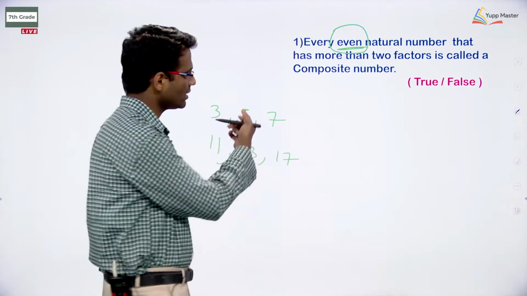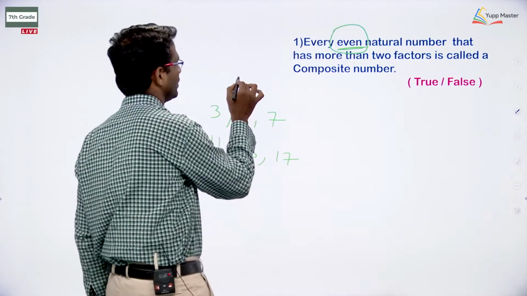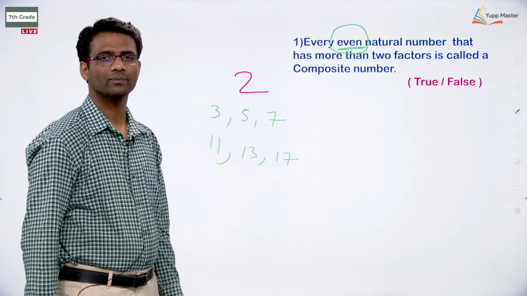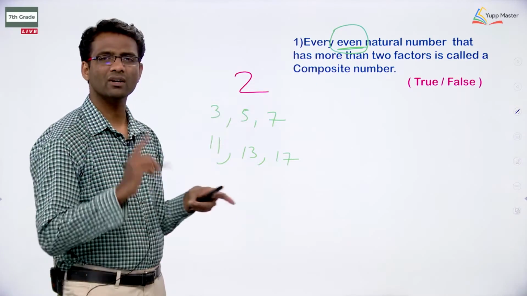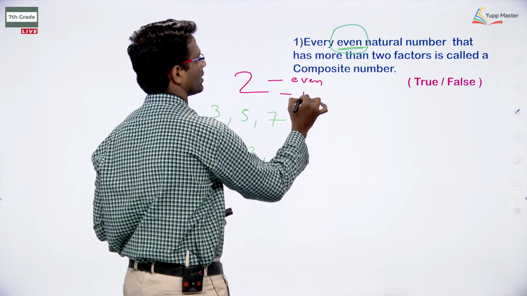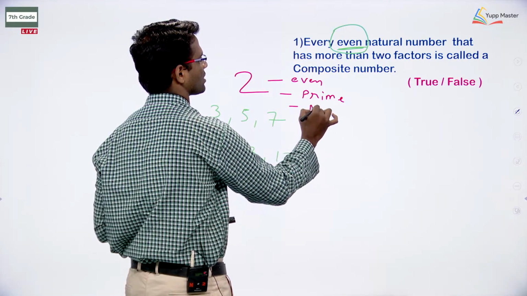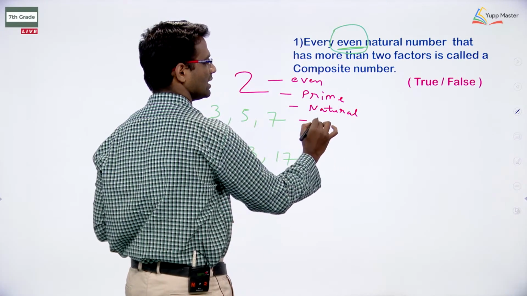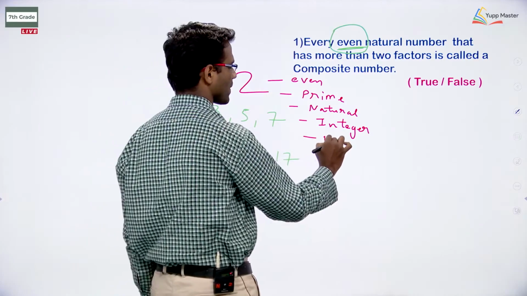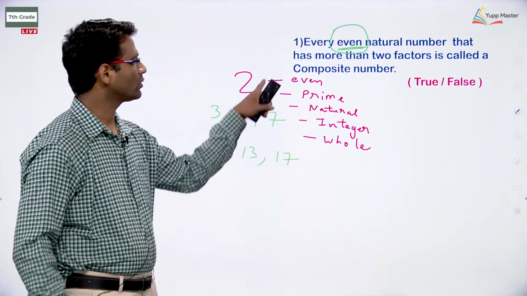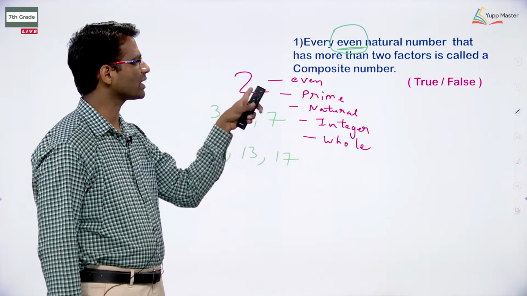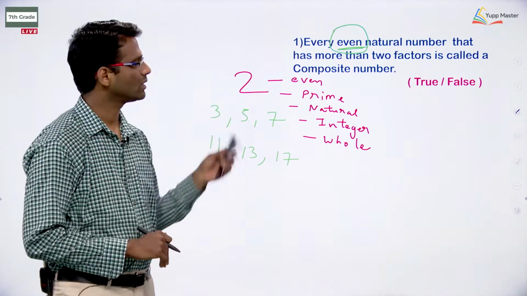Where has 2 gone? See here, where is 2? 2 is also a prime number. How can he tell 2 is a composite number? 2 is a natural number as well as an even number. 2 is an even number, 2 is a prime number, 2 is a natural number, 2 is an integer as well, 2 is a whole number as well. Every even natural number that has more than 2 factors is called a composite number, but he has forgotten about 2. So this statement is false.